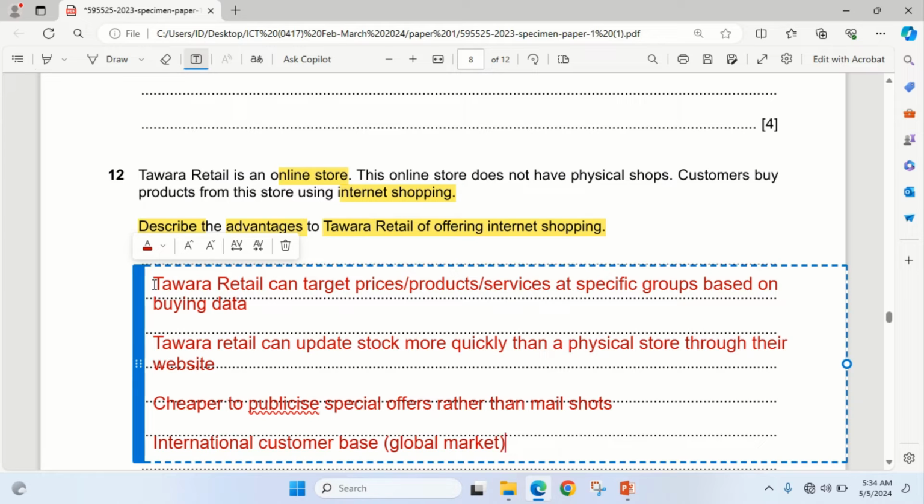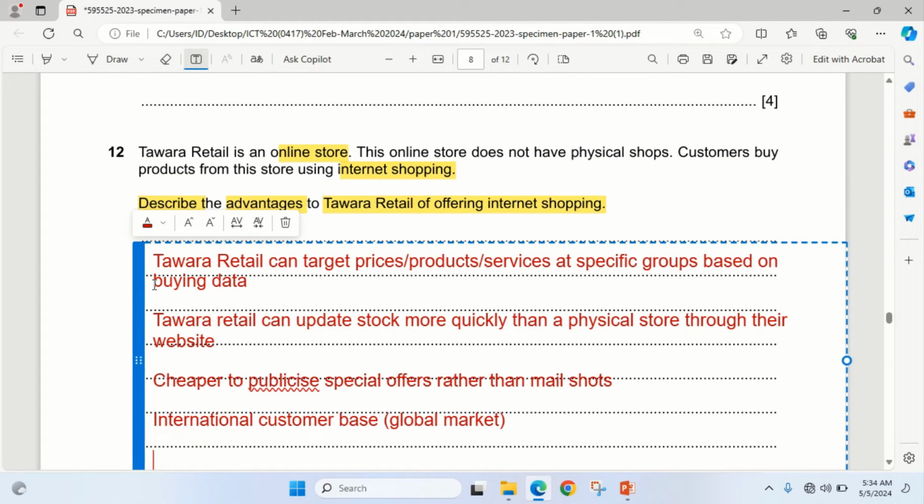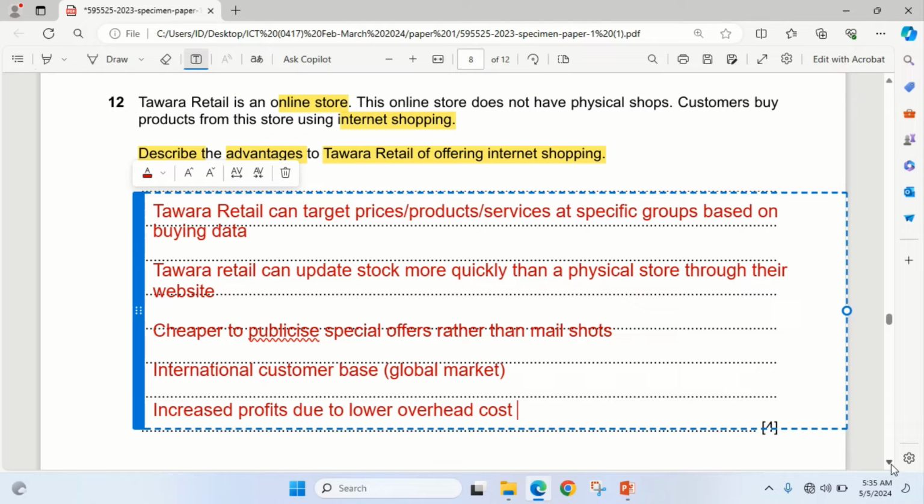So then another thing is that it can increase the profits because they don't need to pay for physical store renting, fewer staff would be needed and all that. Increased profit due to lower overhead cost. You understand? So they are not paying for many physical outlets, shop outlets, so that won't be there. So it's an advantage to the retail.